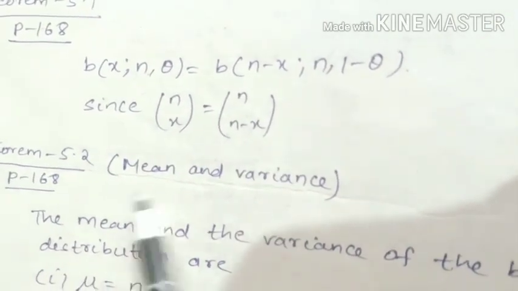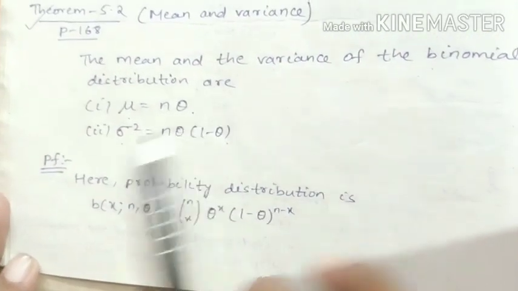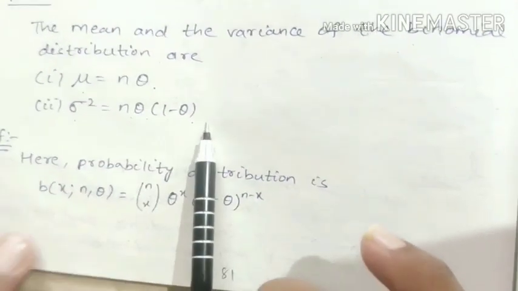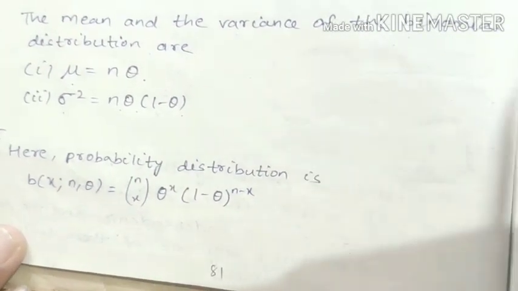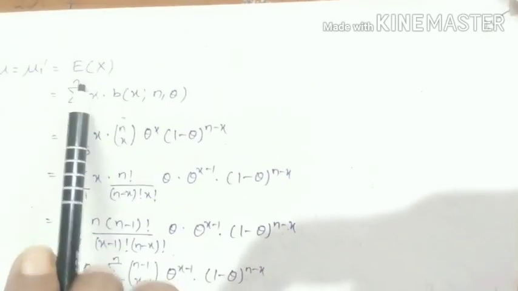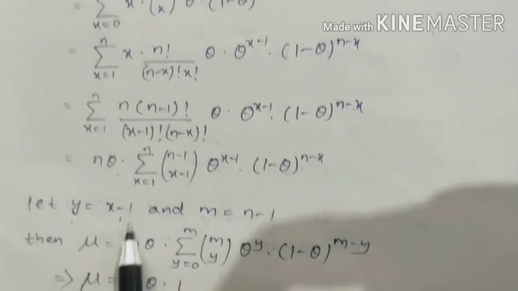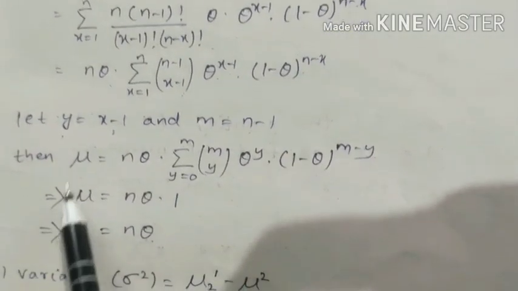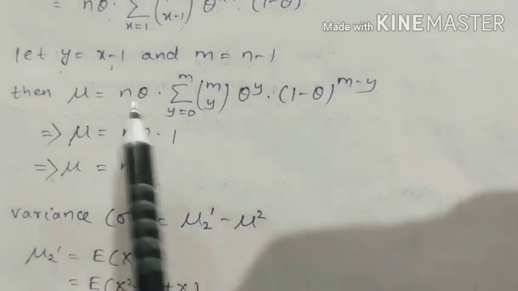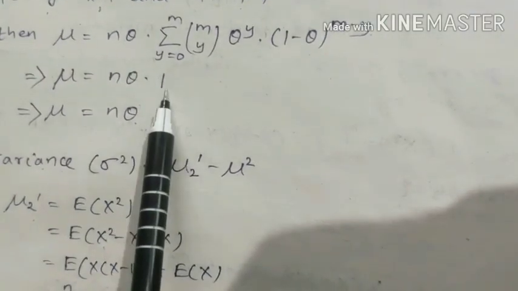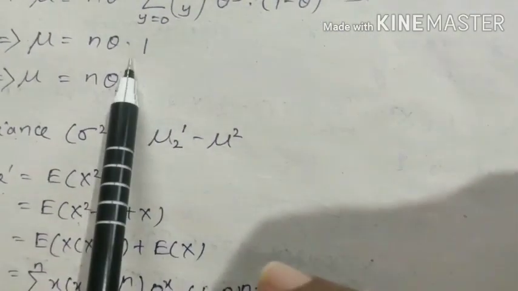And we have to find out the mean and the variance of the binomial distribution. Mu is equal to n theta, sigma square is n theta into 1 minus theta. Very easy proof. How can you prove this? Mu is equal to, proof: first you have to take mu equals summation of x into b, put the value, and n theta; after that put y equals x minus 1 and m equals n minus 1, so mu equals n theta. And the total is 1, because the binomial distribution summation is equal to 1, and so mu is equal to n theta.